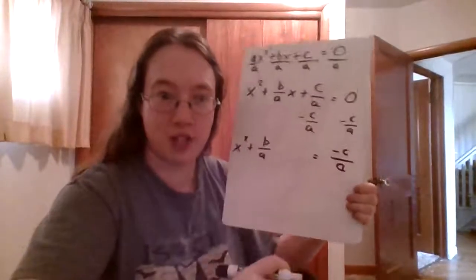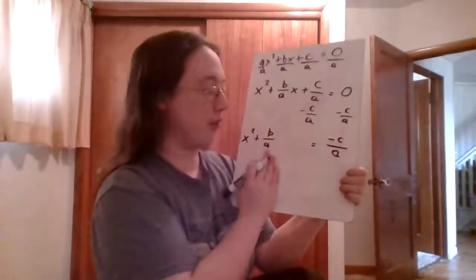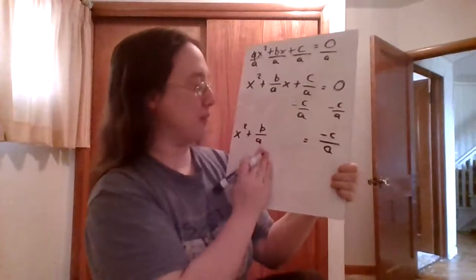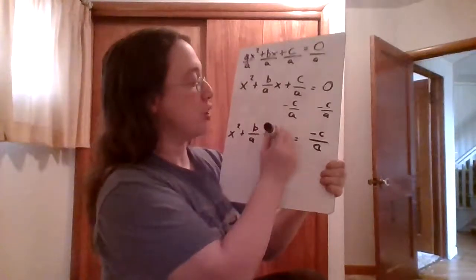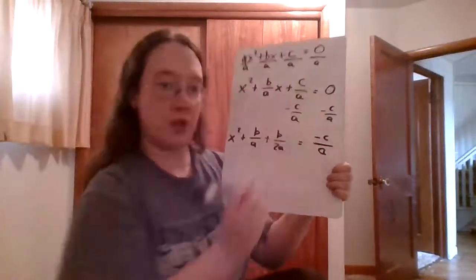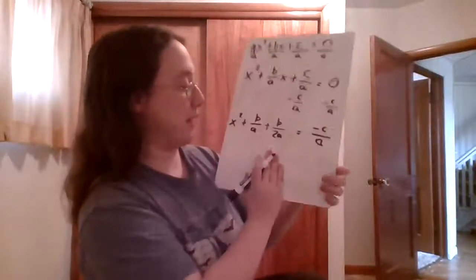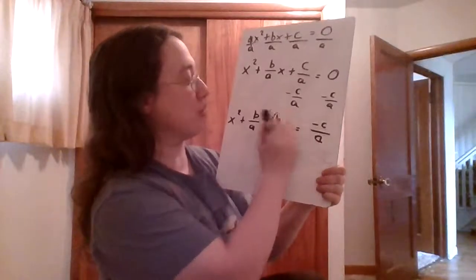Now if we think back to completing the square, we said we always want this number, in order to get a perfect square, to be half of this number squared. So half of this number, half of b over a, is going to be b over 2a. Because taking half of something is the same as dividing by 2, which is the same as multiplying by 1/2. So just stick a 2 down there, and now we're going to square that.